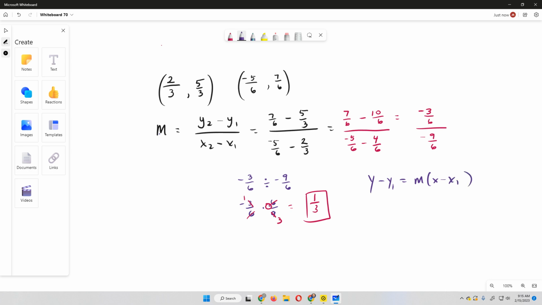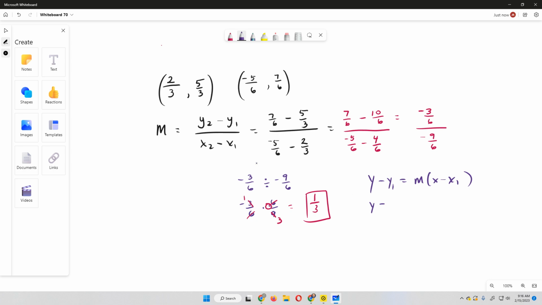So here we pick one point. It doesn't matter which point we pick, and we use the slope that we just found. I'm going to pick the first one because both coordinates are positive. That's the only reason. And it helps that this is already 1/3, so I have everything with thirds. So that might be easier. I don't know. So we're going to substitute what we know.